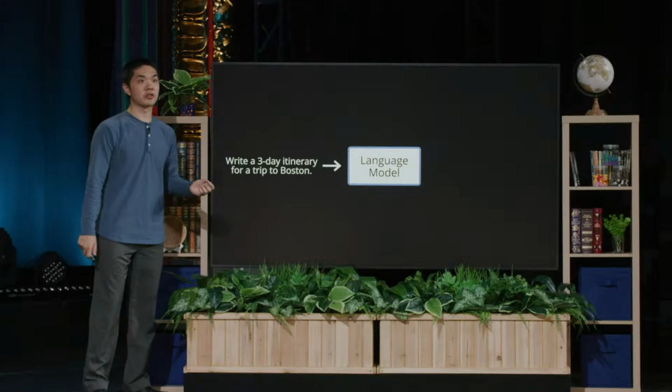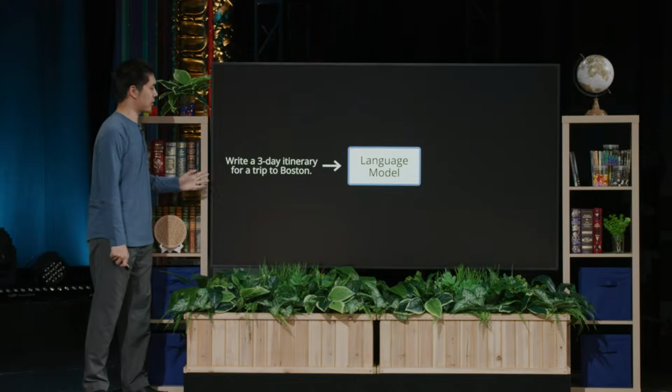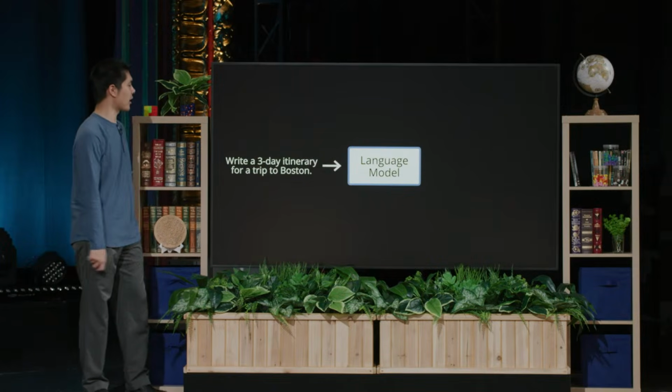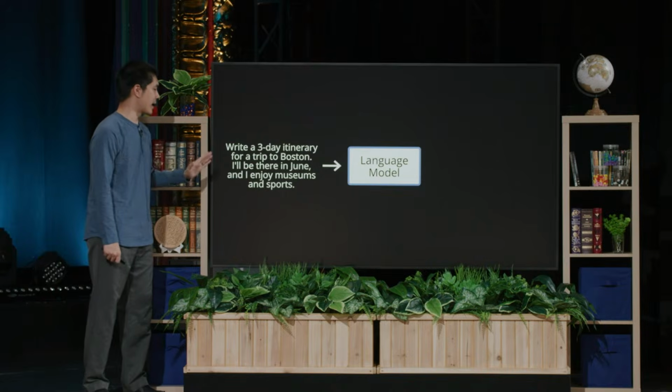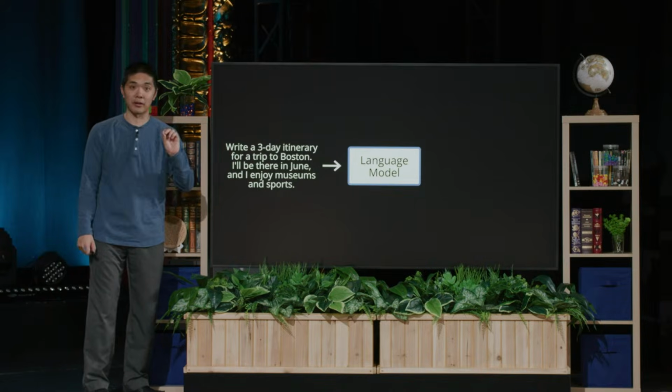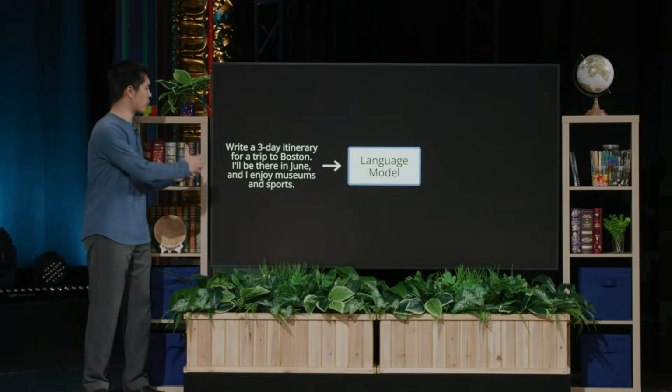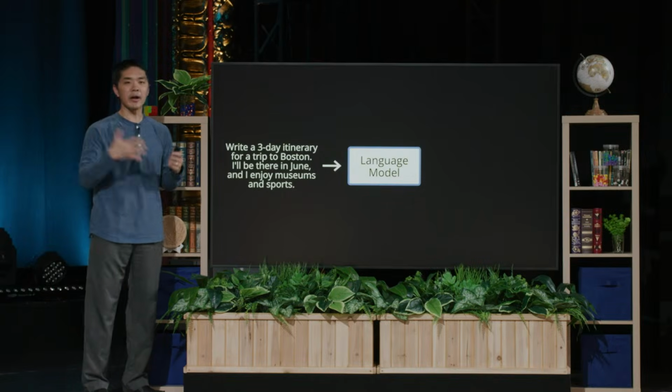One approach is just to be more specific. I've said, write a 3-day itinerary for a trip to Boston, but I could have also added something like, I'll be there in June, and I enjoy museums and sports, for example. And so now I've added a little bit more specificity to the prompt. And why is that helpful?